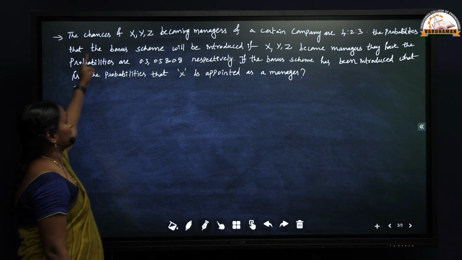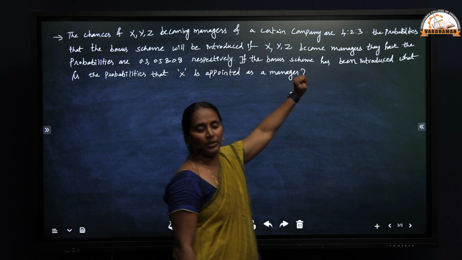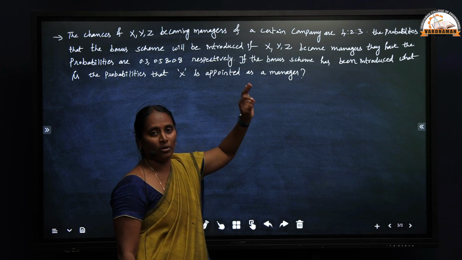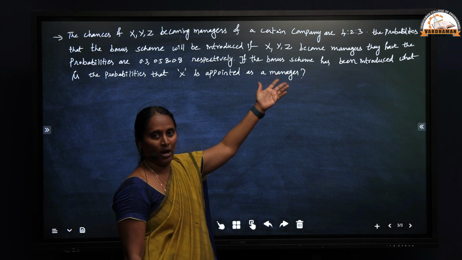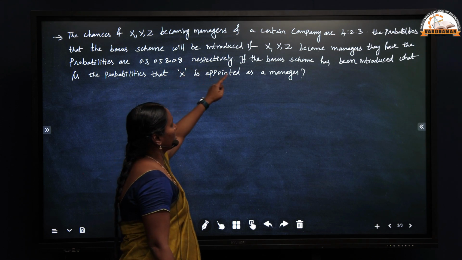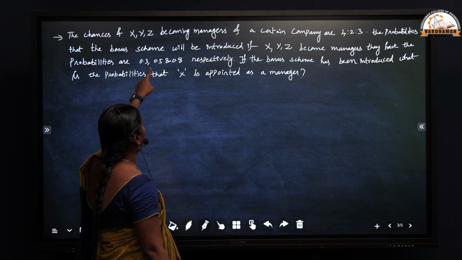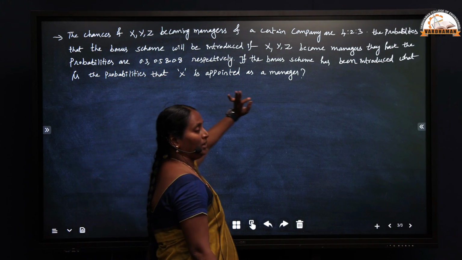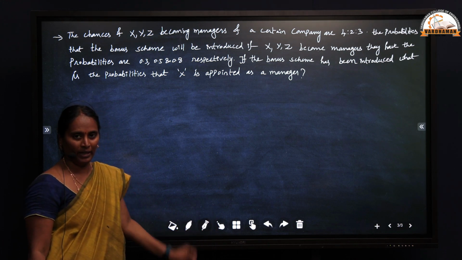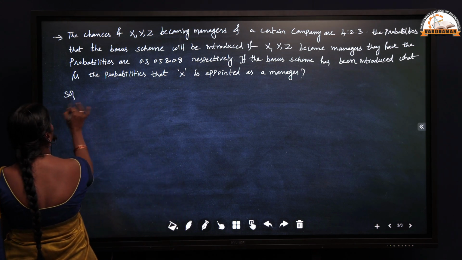The chances of XYZ becoming managers of a certain company are 4:2:3. So what is the total of the ratio here? We are going to find out 4 plus 2 plus 3 as the total number of outcomes. The probabilities that the bonus scheme will be introduced if XYZ become managers are 0.3, 0.5 and 0.8. It means that when the bonus scheme has to be introduced, the event has already happened. So now what happened here in the given problem? Let us see the solution.